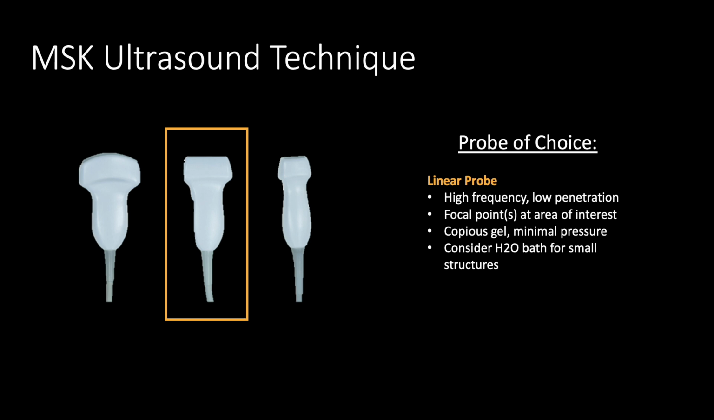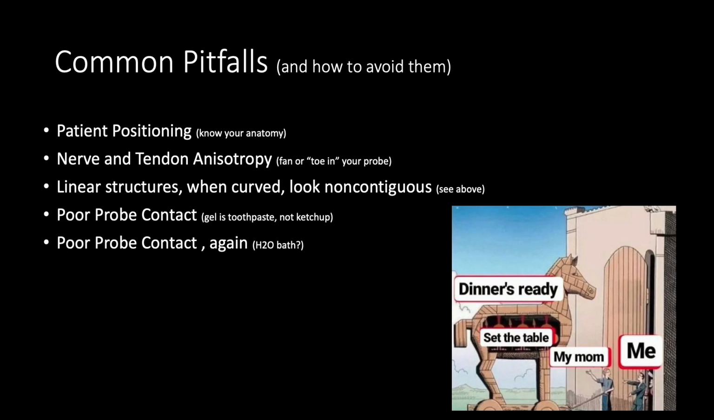As structures are often superficial, it may be helpful to use copious gel pads or even utilize a water bath to visualize the distal extremities, whose nooks, curves, and crannies may make good probe-skin interface a challenge. Summarized again, most of the challenges with MSK ultrasound result from knowledge gaps regarding the anatomy that's being studied, artifacts such as anisotropy, or poor contact between the probe and the skin, which can be offset with the corrective measures we've already discussed.